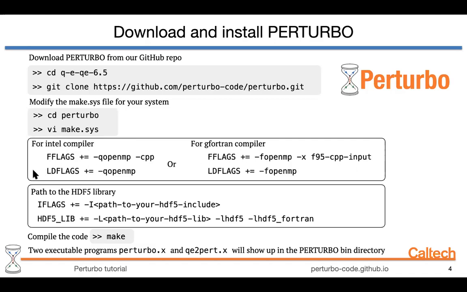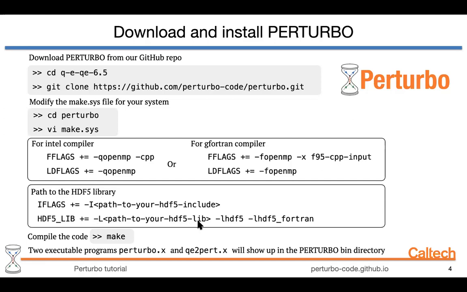Okay, so the other set of important variables to modify is related to the HDF5 library. So here you have to provide the path to the HDF5 include directory. And for this flag, you need to provide the path to your HDF5 library.